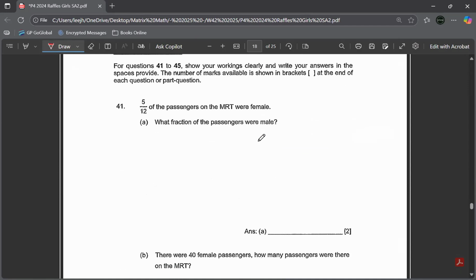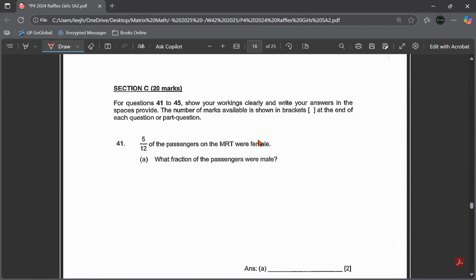Section C. Okay. Question 41. 5/12 of the passengers on the MRT were female. A, what fraction of the passengers were male? Very simple, right? So fraction of 5/12 female. So male will be the remaining fraction. So we take 1 whole minus 5/12. So 1 whole is 12/12 minus 5/12. Answer 7/12. You see, 2 marks is given to you already, right? Passengers male is 7/12.